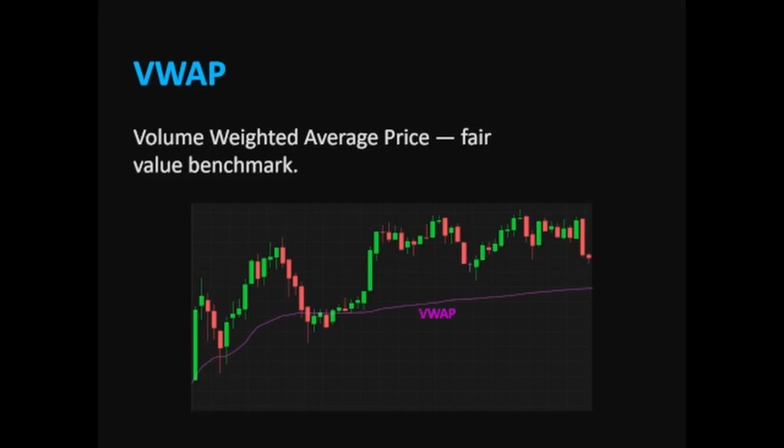Hedge funds and institutions love using the VWAP to get in on long-term positions, where you can plot their average price point where they think it's a fair value in the past. Understand, if you see a VWAP going up, that means people think that the fair value is going up. So you could always wait for a stock to come to the VWAP.